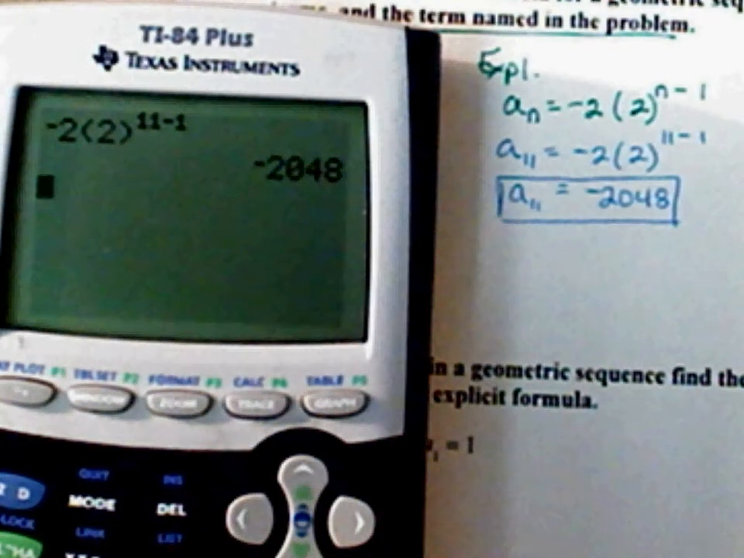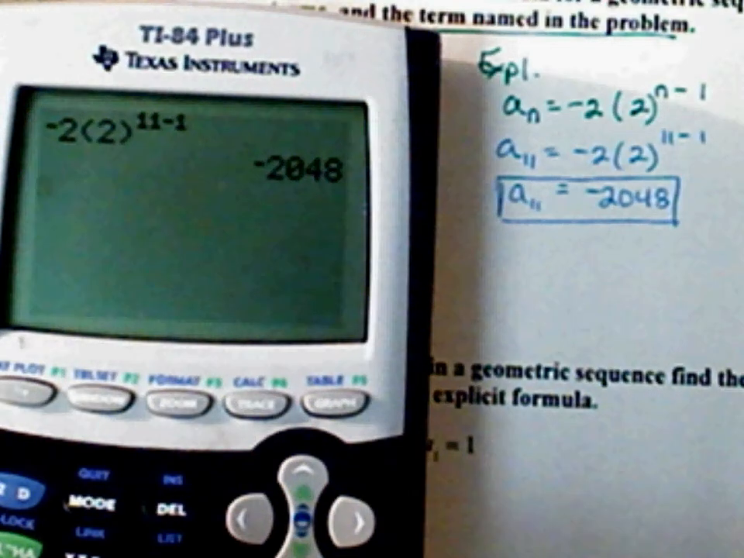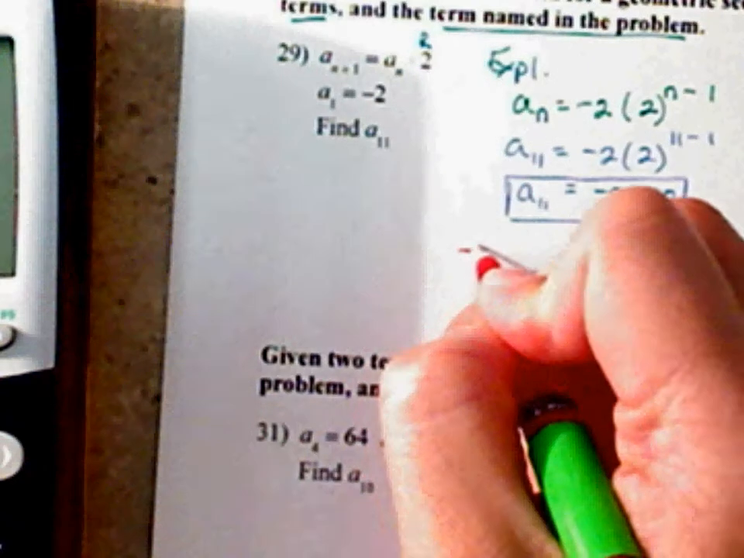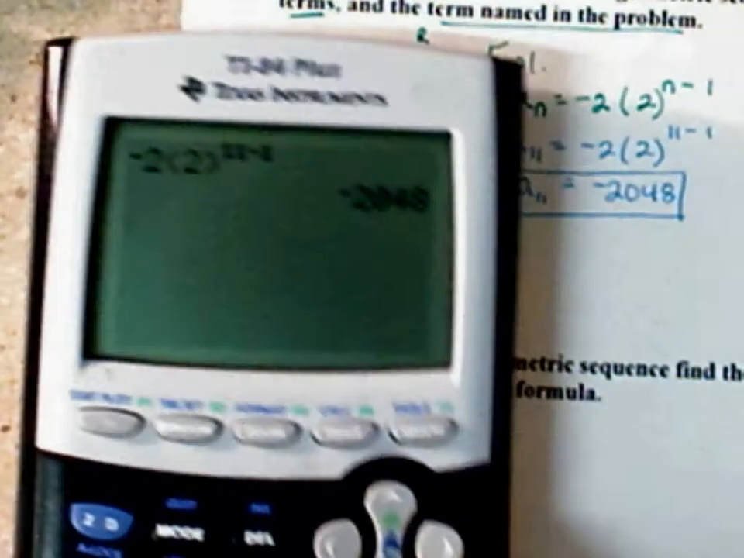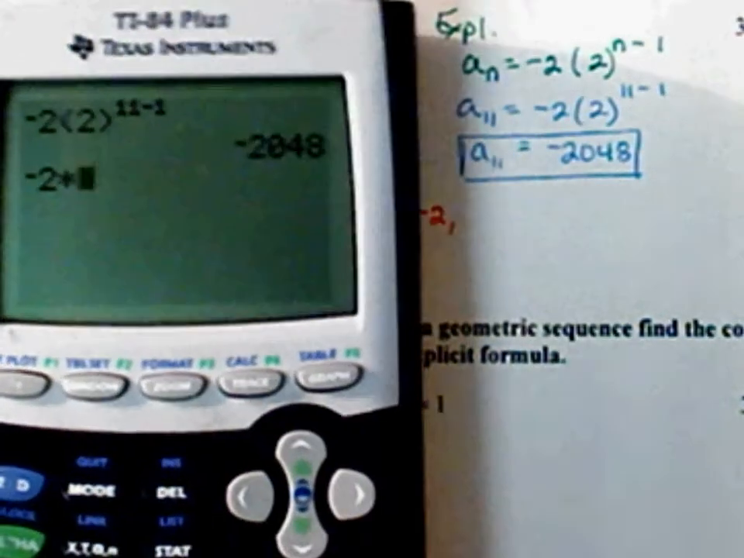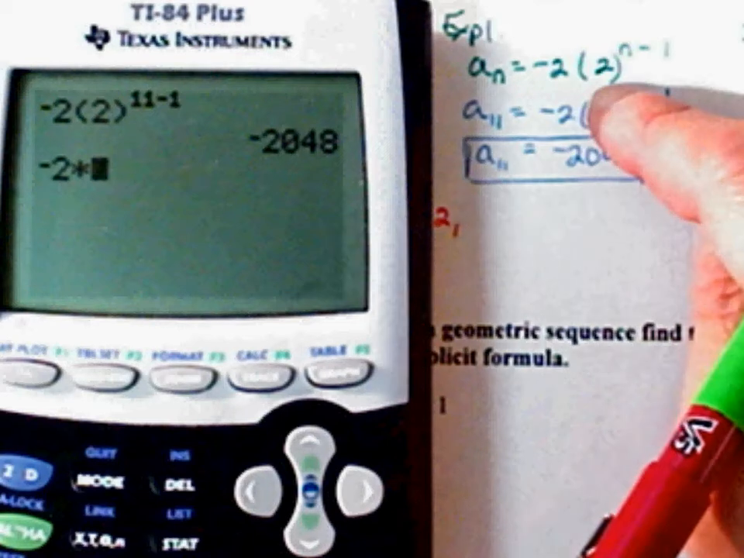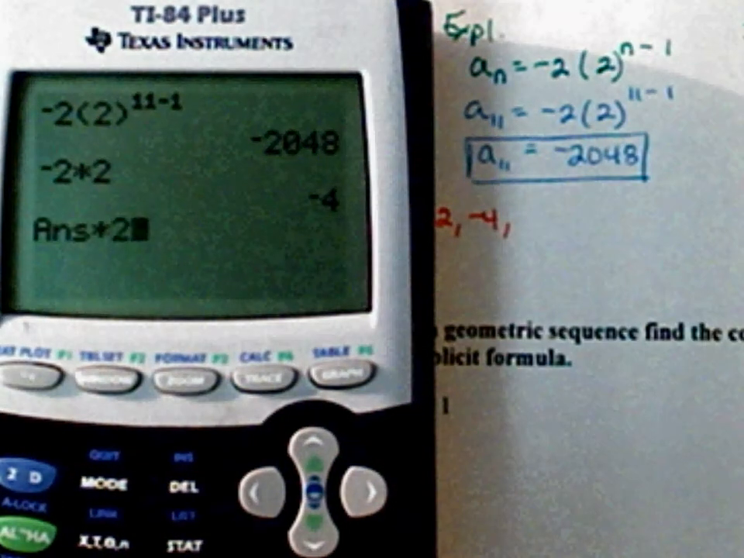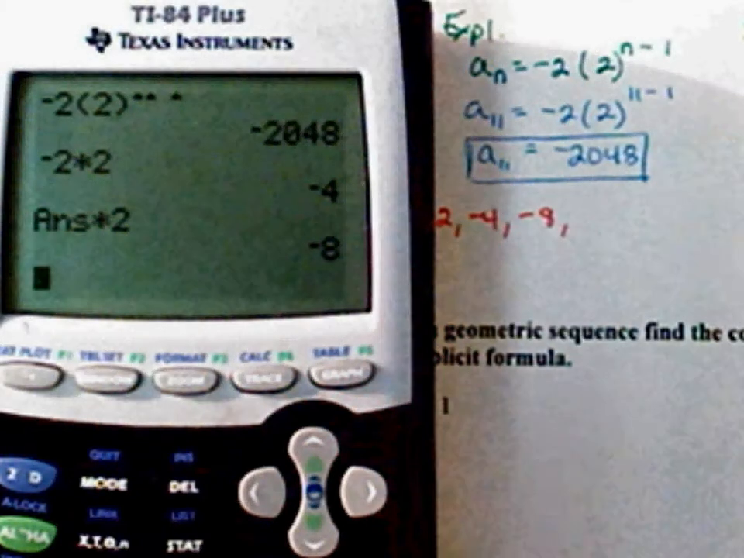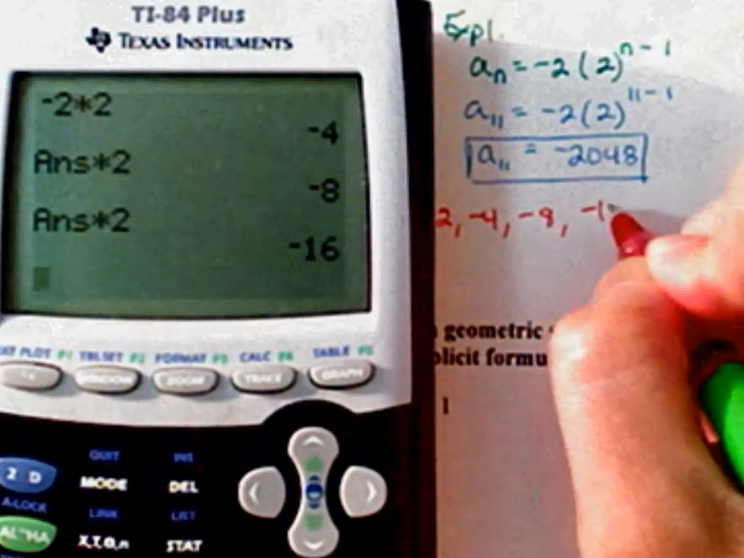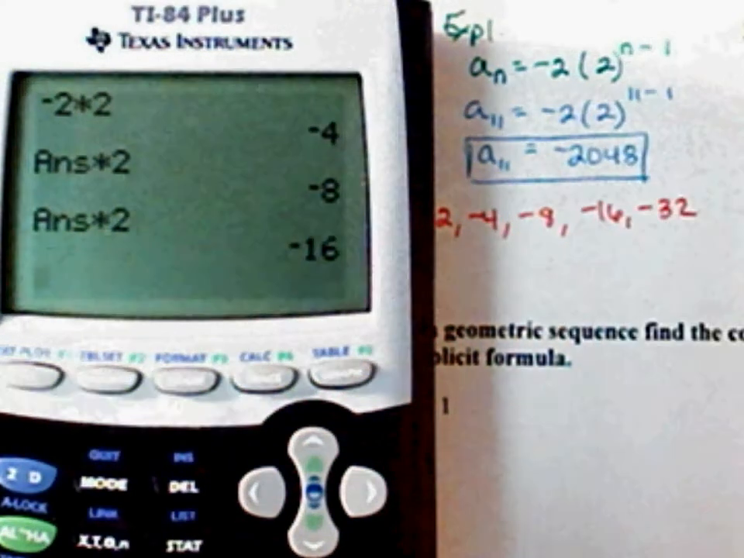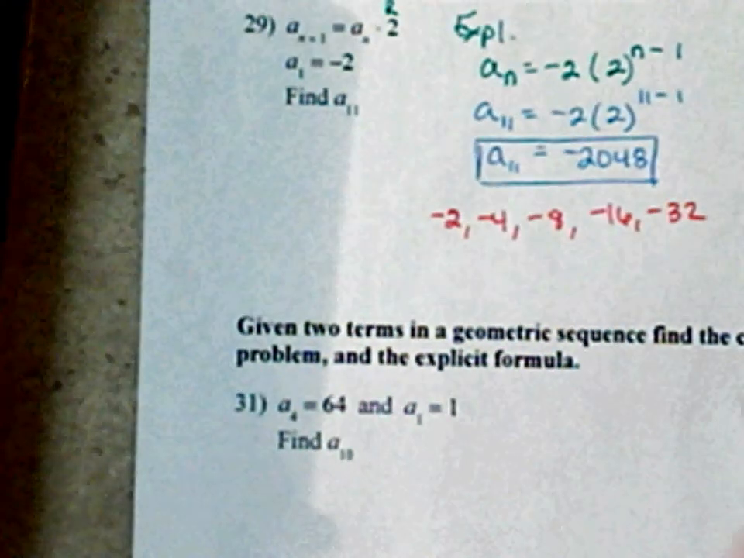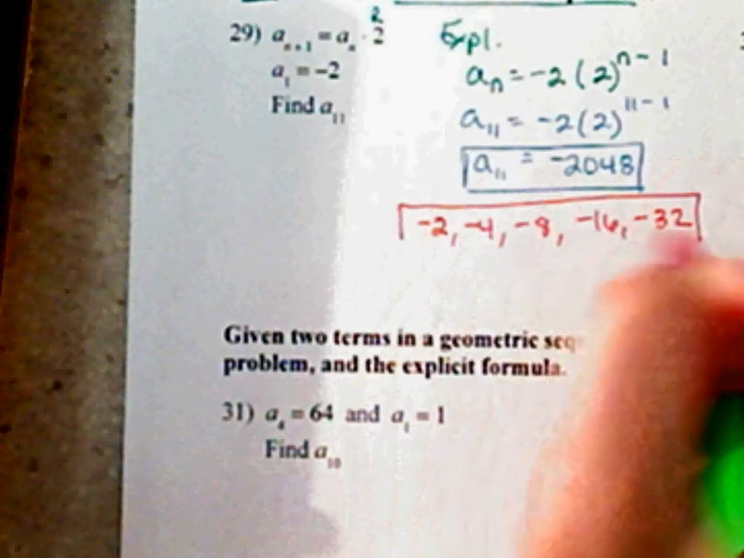Next, you are going to find the first 5 terms. How would you go about that? Well, the first term is -2. You're going to take -2 times your r, your ratio, which is 2. 2 times -2 is -4, times 2 is -8, times 2 is -16, times 2 is -32. So you have your 5 terms. 1, 2, 3, 4, 5. Okay? So there you have your 5 terms.